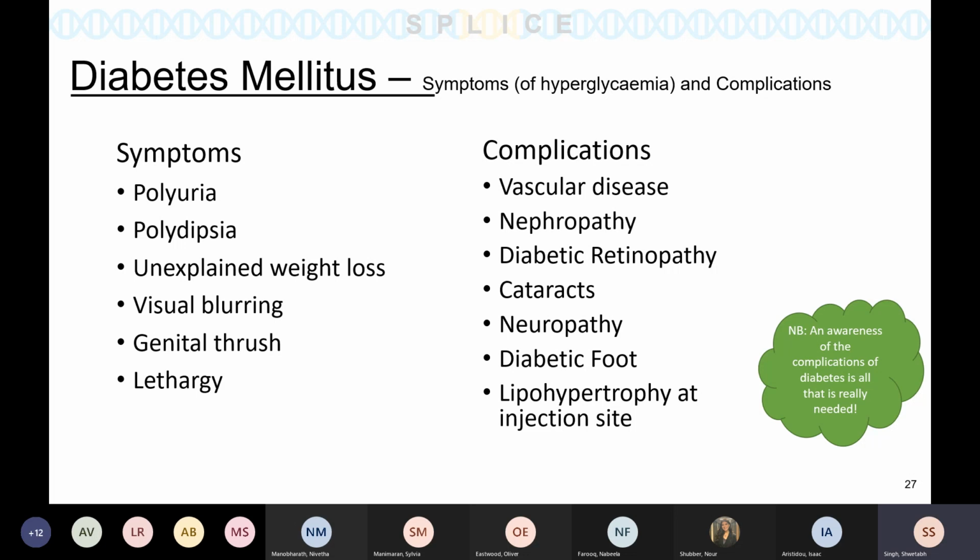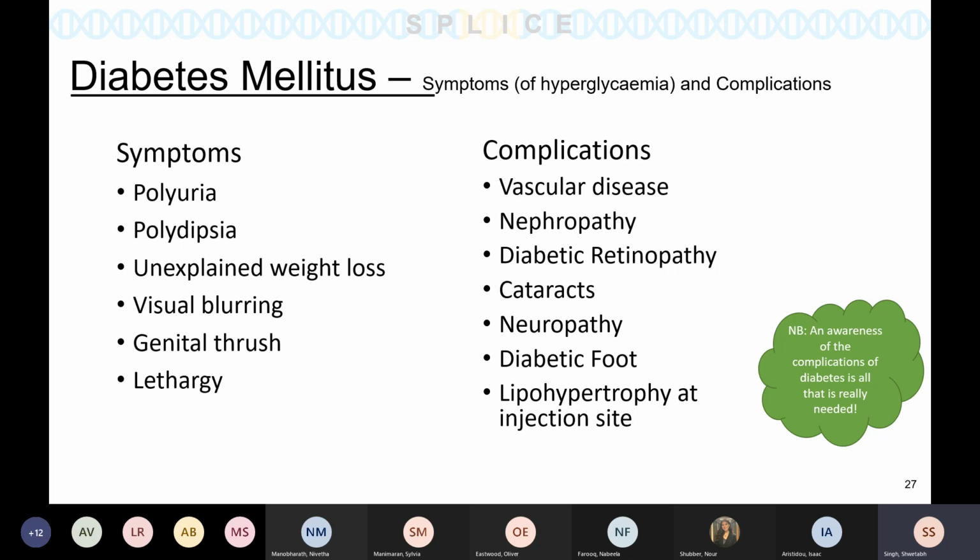Great. So diabetes, you have symptoms of hyperglycemia here and the complications. So symptoms: weeing a lot, unexplained weight loss. You can get genital thrush because the glucose coming out in the urine is a great environment for candida. And then you can get lethargy as well, because obviously you're weeing away a lot of glucose.